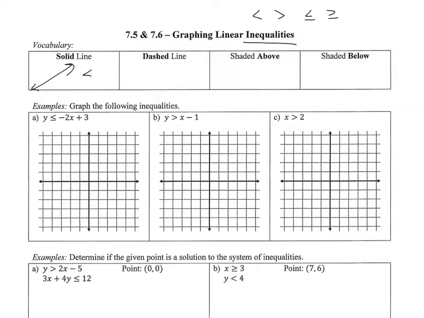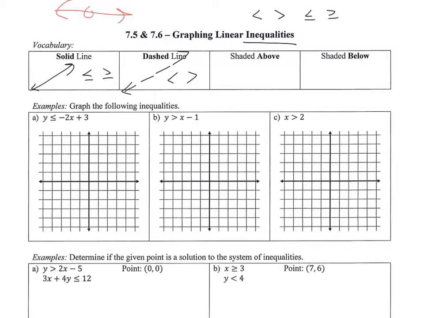if it's less than or equal to or greater than or equal to. It means it includes the boundary line. This is called a boundary line. So if it includes the boundary, it's going to be a solid line. If it doesn't include the boundary, it's going to be a dashed line, and that would be for less than or greater than.